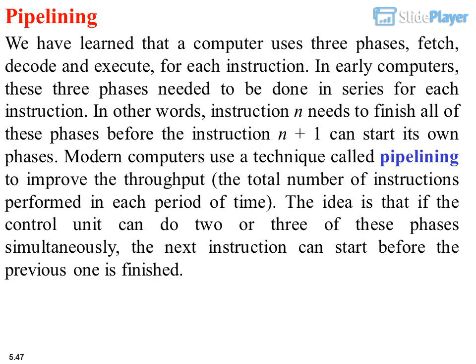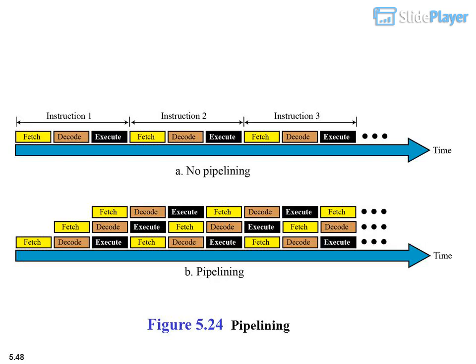We have learned that a computer uses three phases: fetch, decode and execute, for each instruction. In early computers, these three phases needed to be done in series for each instruction. In other words, instruction N needs to finish all of these phases before instruction N+1 can start its own phases. Modern computers use a technique called pipelining to improve the throughput, the total number of instructions performed in each period of time. The idea is that if the control unit can do 2 or 3 of these phases simultaneously, the next instruction can start before the previous one is finished. Figure 5.24 Pipelining.